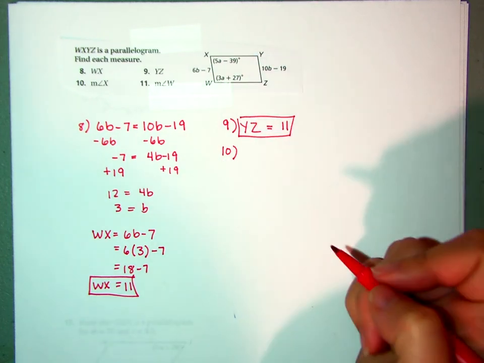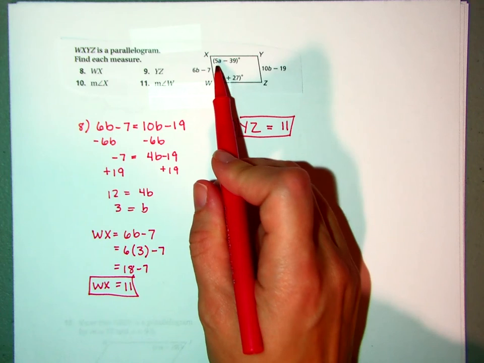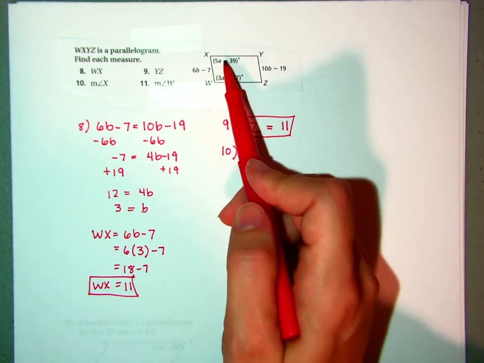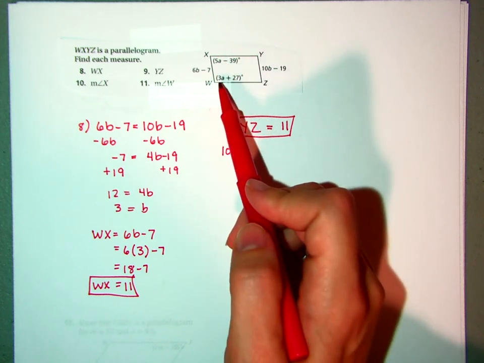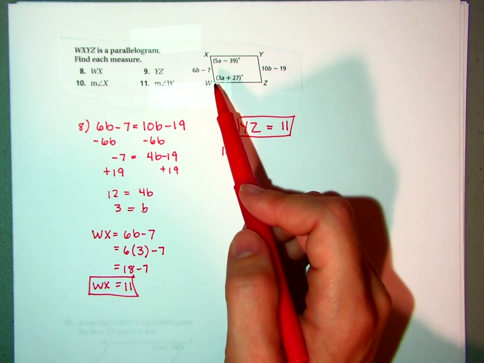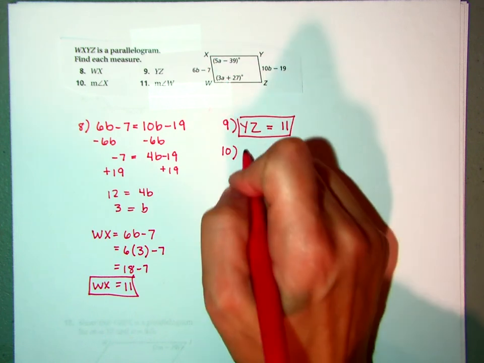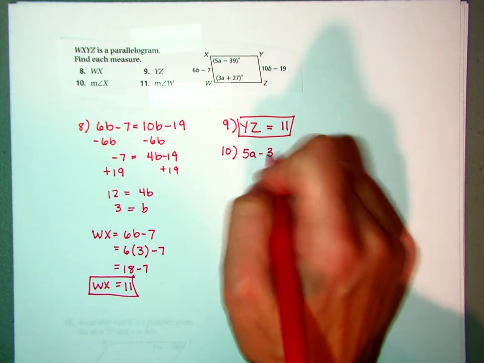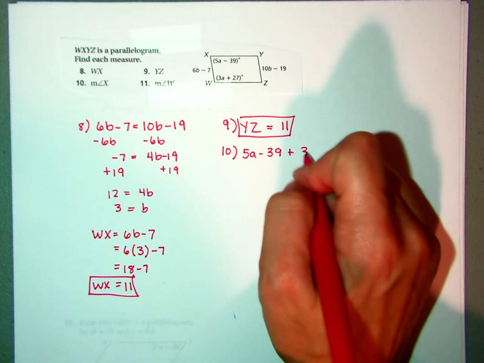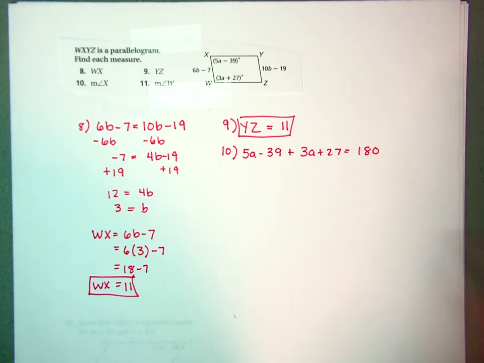Number 10, we're supposed to find the measure of angle X. Again, notice we have an expression here, and the only other angle that they gave me was this one here, W. What I know about the angles here is that they are consecutive. They're side by side. Consecutive angles inside a parallelogram are going to be supplementary. So you want to do 5a minus 39, add it to the next angle, 3a plus 27, and then all of that's going to equal your 180 degrees.